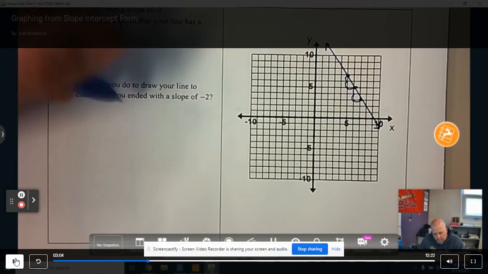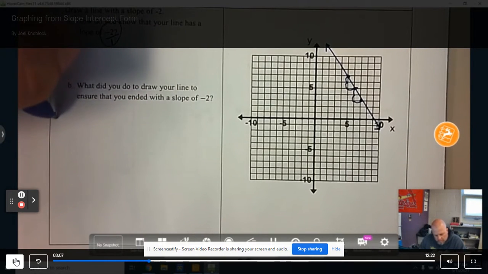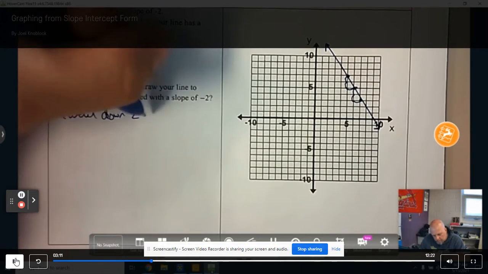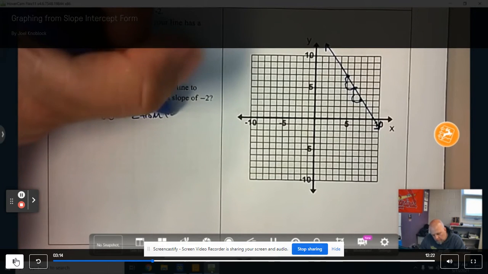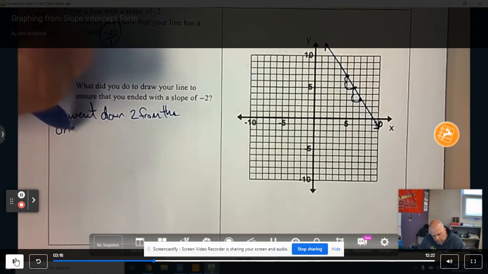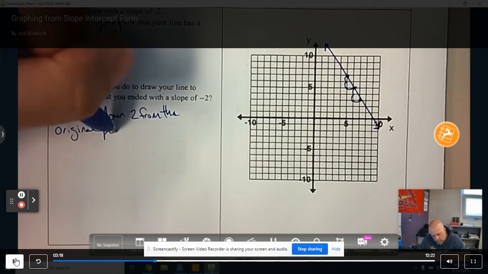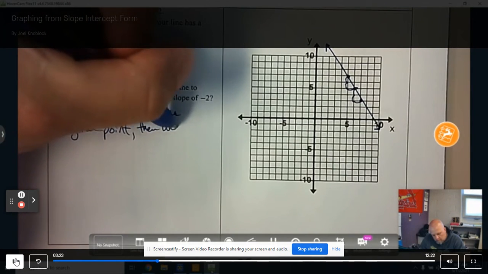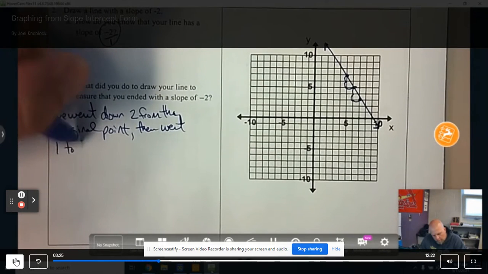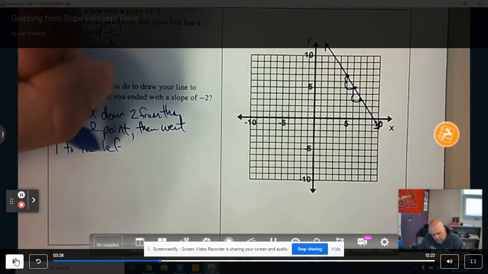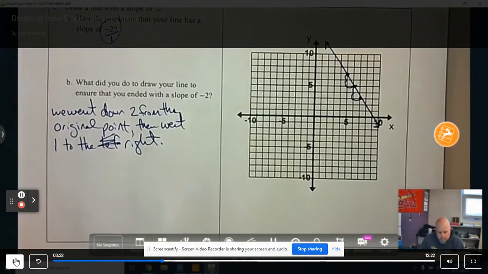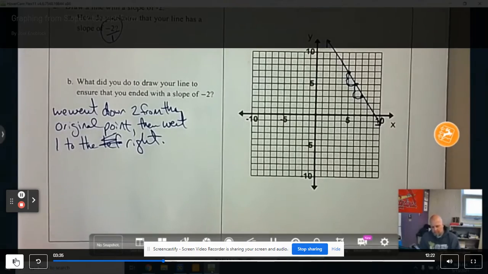Okay, so what did you do to draw a line with the slope of -2? So we went down 2 from the original point, then went 1 to the left. I'm sorry, 1 to the right. So we went down 2 from the original point, then went 1 to the right. All right, let's turn the page.